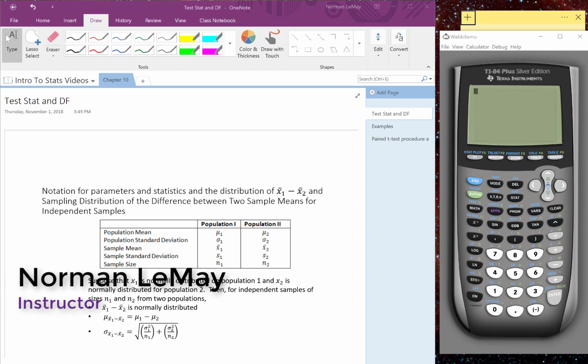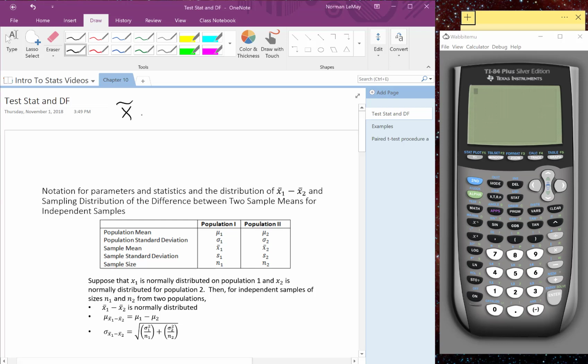Right, so now what we'd like to talk about is the test statistic for the difference in two independent sample means, and come up with the test statistic and how to compute it, along with what we call the degrees of freedom. As you probably have noticed, that formula for the degrees of freedom is quite a doozy. In our previous video we talked about x bar 1 minus x bar 2.